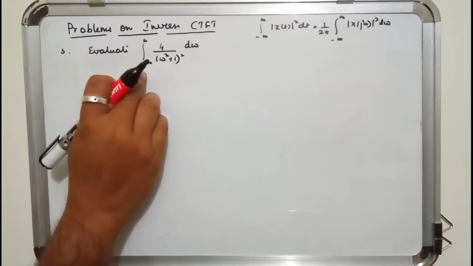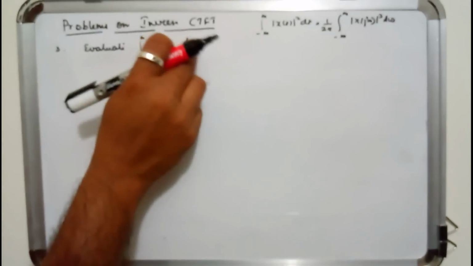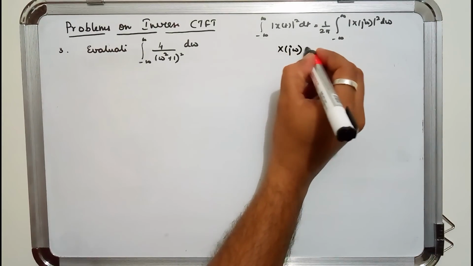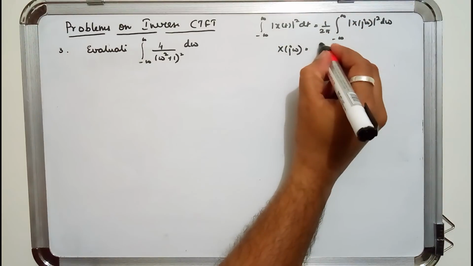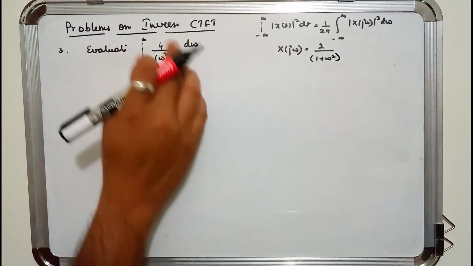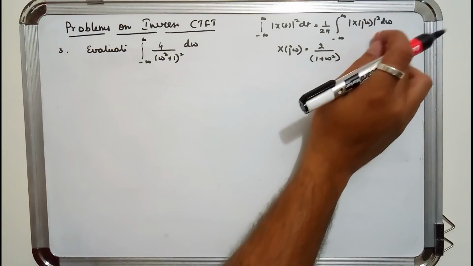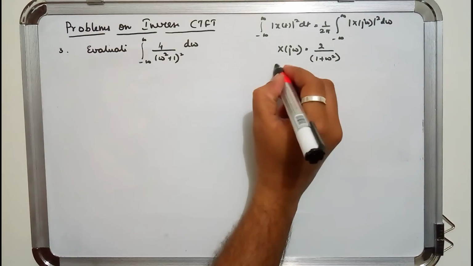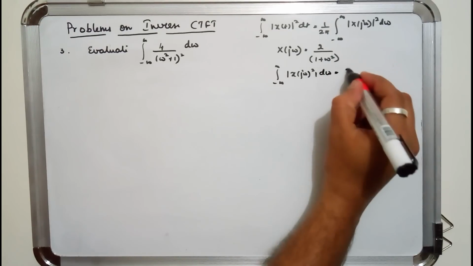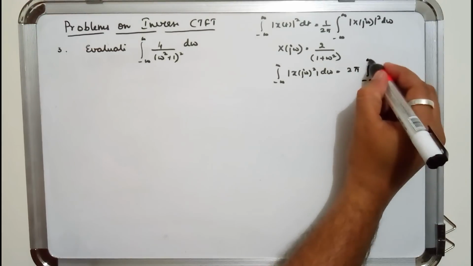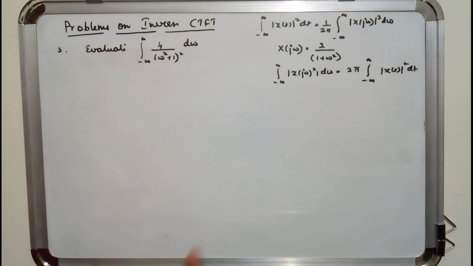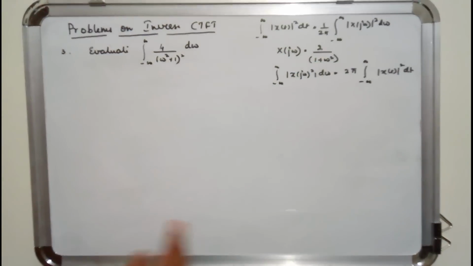Now this is of the form integral |X(jω)|² dω, where what is X(jω)? If it has to be a whole square, X(jω) has to be 2 by 1 plus ω². You have a whole square of it. So this is of this form. So what do I get from this? The integral from minus infinity to infinity of |X(jω)|² dω as 2π times the integral from minus infinity to infinity of |x(t)|² dt. This is what I get, if I cross multiply by 2π, where X(jω) is 2 by 1 plus ω².